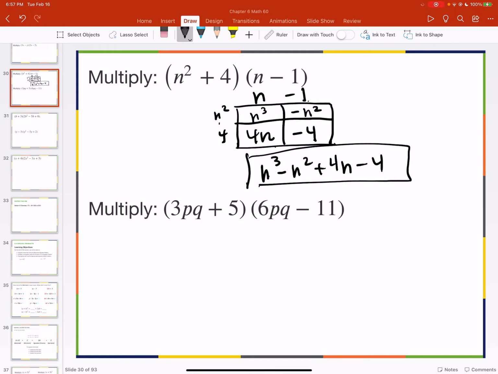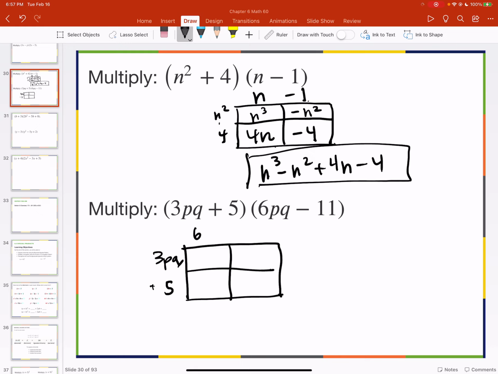Okay, let's do one more. We have 3pq plus 5, 6pq minus 11. So then multiplying, I get 18p squared q squared, right? Because I'm multiplying them. And then 3pq times negative 11 would be negative 33pq. 6pq times 5 is 30pq. And then 5 times negative 11 is minus 55.